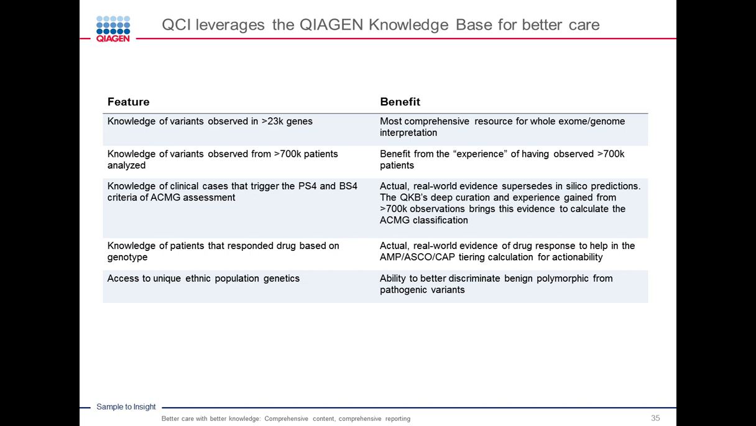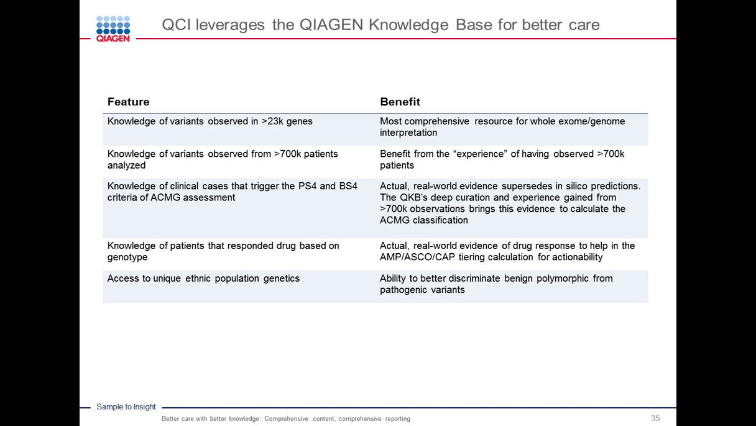So QCI, QIAGEN Clinical Insight, really takes advantage of the knowledge base to look across as many genes as possible, and because we have knowledge of really close to over 23,000 genes, it really gives you the assurance that you have access to the most comprehensive resources if you're looking at whole exomes or genomes. Because we've got knowledge of and experience of having seen over 700,000 patients, you can benefit from the experience of having seen virtually 700,000 patients by virtue of tapping into our knowledge base.